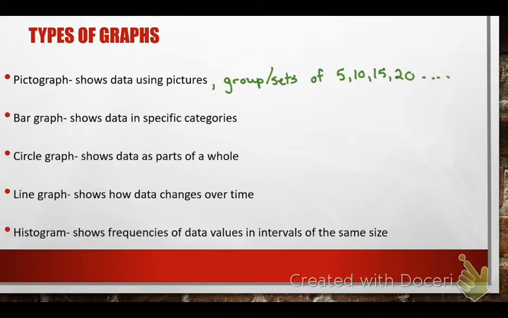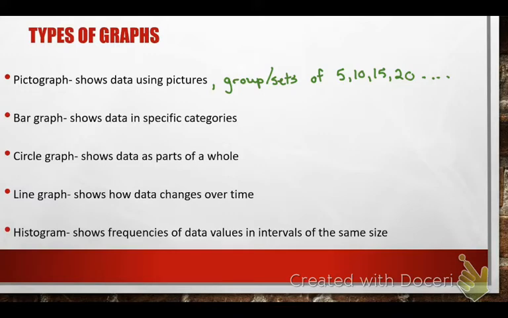A bar graph shows data in specific categories. So for example, if I wanted to display how many students play basketball, soccer, volleyball, those types of categories, or what are the 4 main colors that are people's favorite colors, some type of category, that's going to be your bar graph.